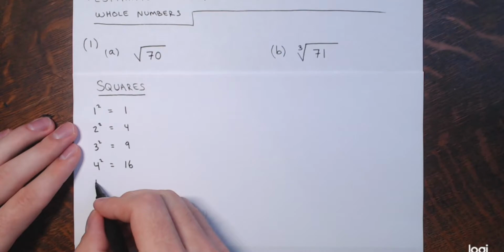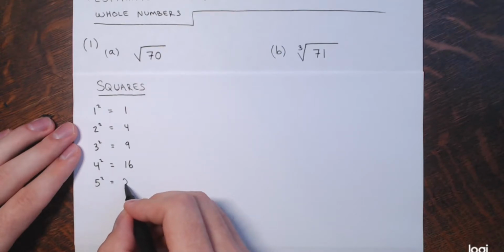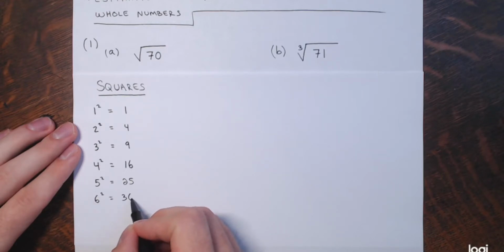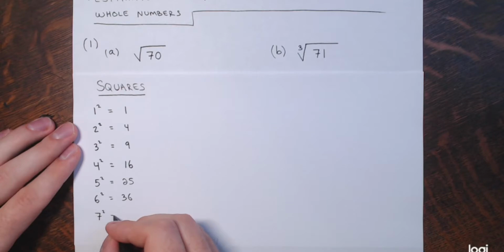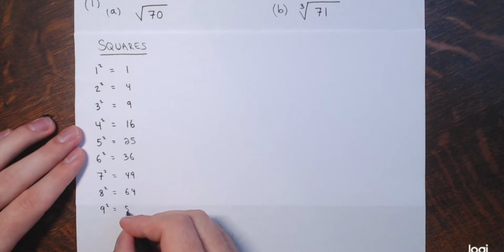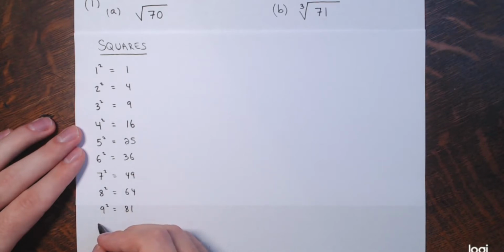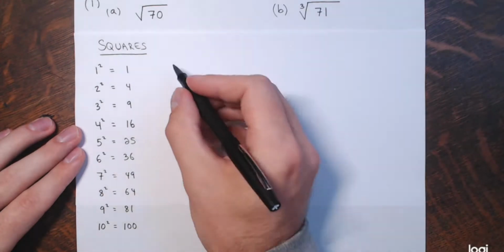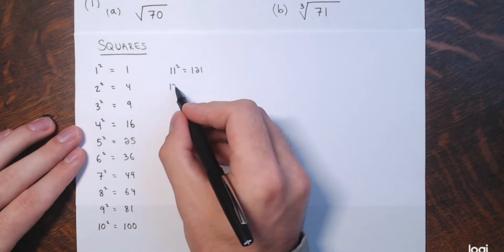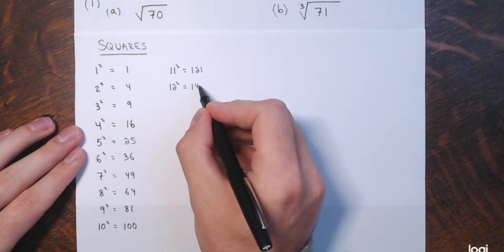The square of 5 is 25. The square of 6 is 36. The square of 7 is 49. The square of 8 is 64. The square of 9 is 81. And I'll go up to 20. The square of 10 is 100. The square of 11 is 121. The square of 12 is 144.